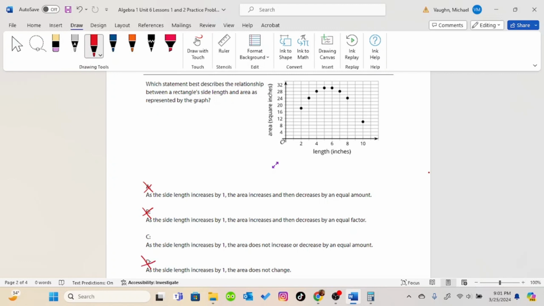Choice C, as the side length increases by 1, the area does not increase or decrease by an equal amount. That is true. It increases and decreases by more towards the beginning and the end, and it increases and decreases by less in the middle.